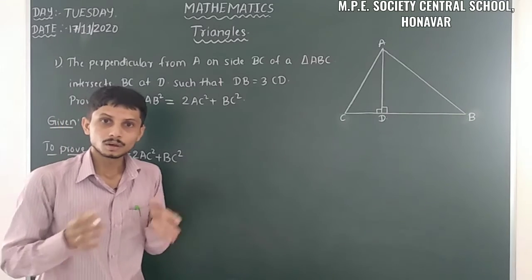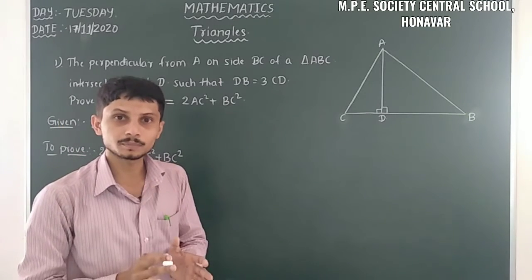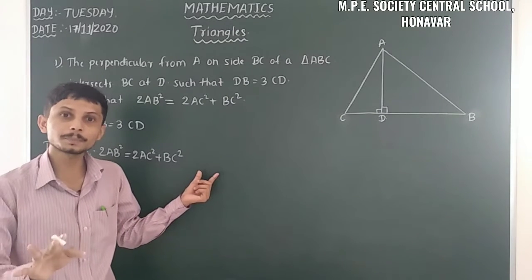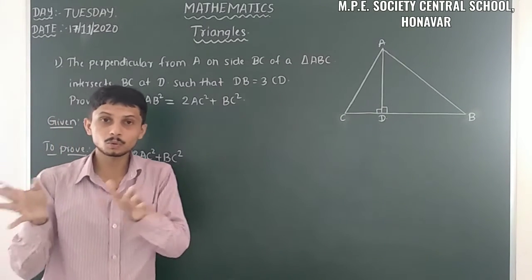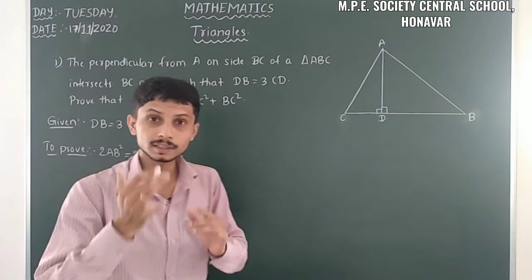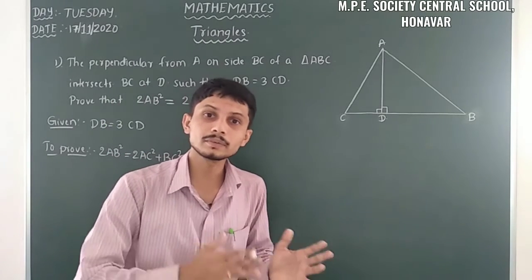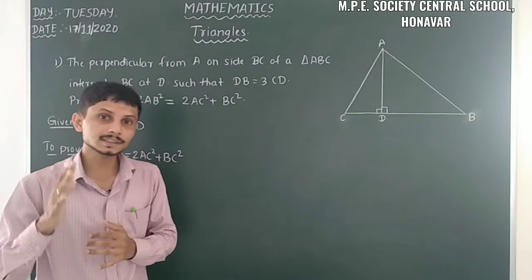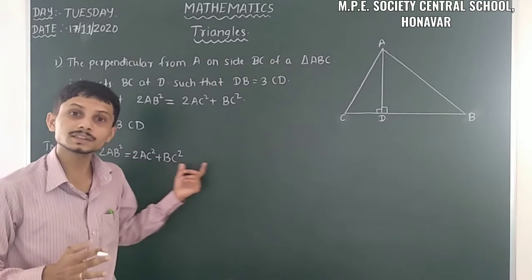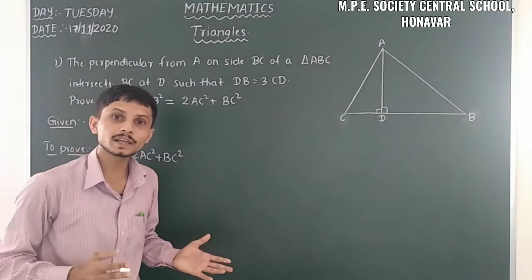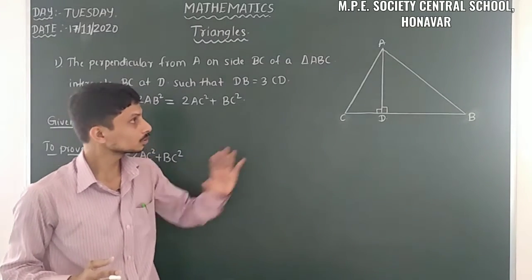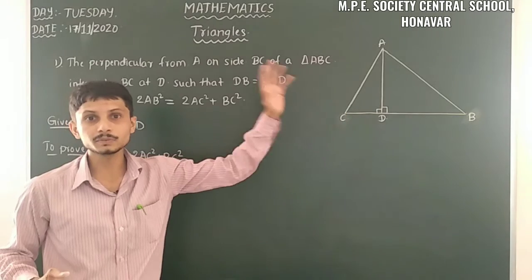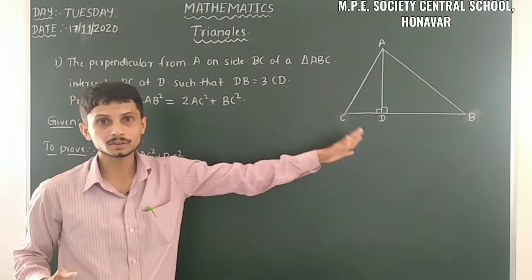So how can we prove that? Using the Pythagoras theorem, because here just observe AB square, AC square, BC square, so the only possibility is the Pythagoras theorem. In the whole chapter of triangles we had only ratios, so we were dealing with ratios of corresponding sides. But here we are dealing with squares, so that's why we have to take the Pythagoras theorem. We have two right angle triangles, and in those we have to apply the Pythagoras theorem.